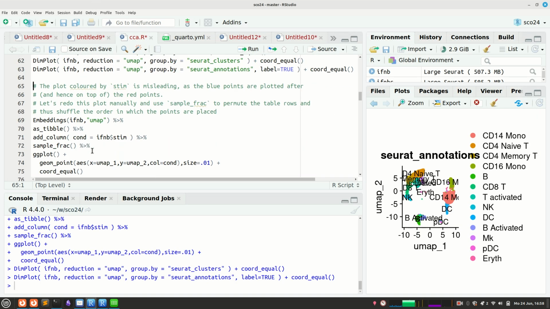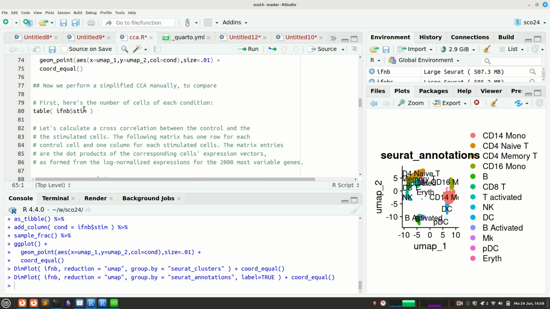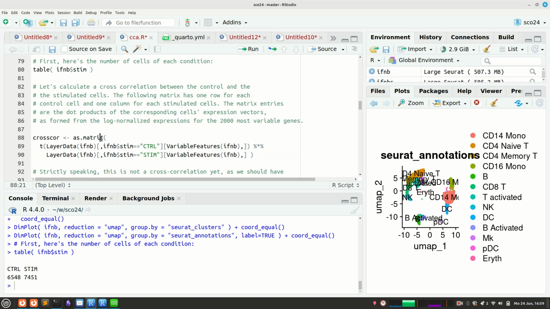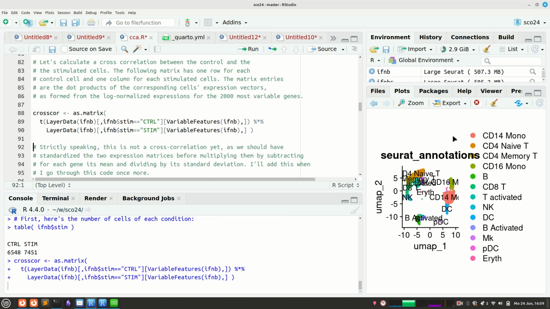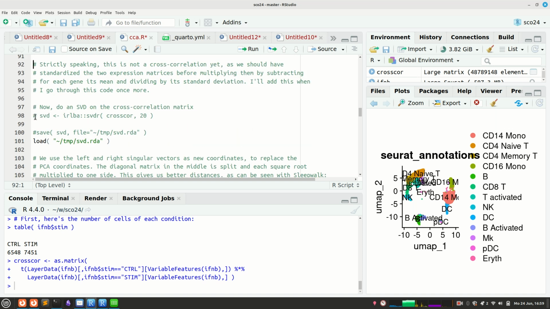So, and yes, and now I want to compare this with what I do manually. I take my 6,000 control and 7,000 stimulated cells, and I calculate this cross correlation, XTY. Here I've written XYT on the board. On the screen I've written XYT because you remember in biology the matrices are always transposed for the statistics. And now I run my SVD.